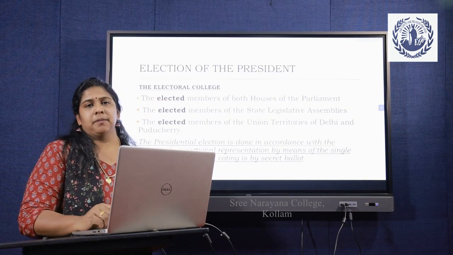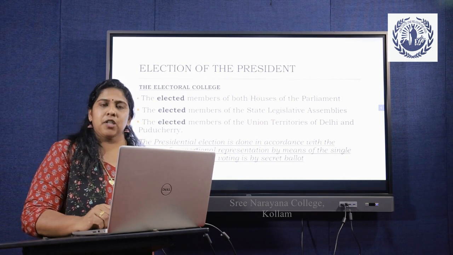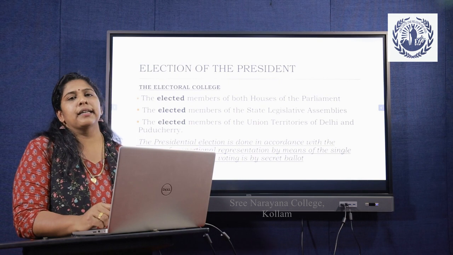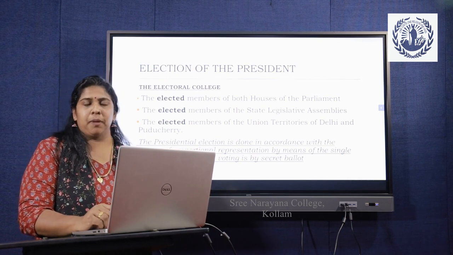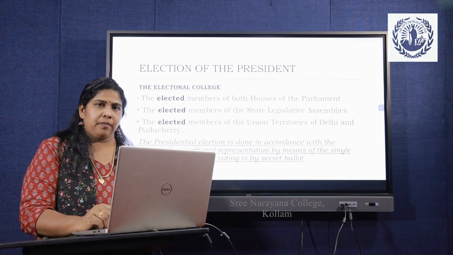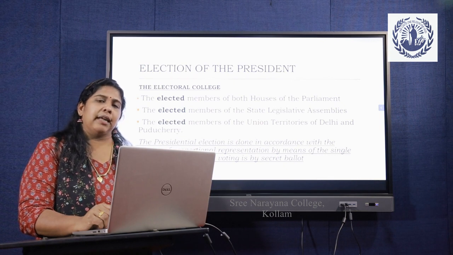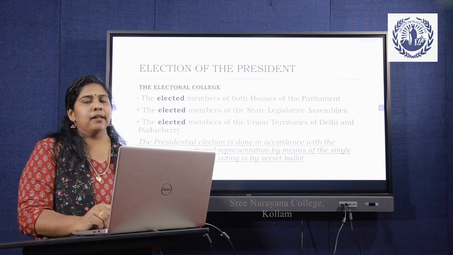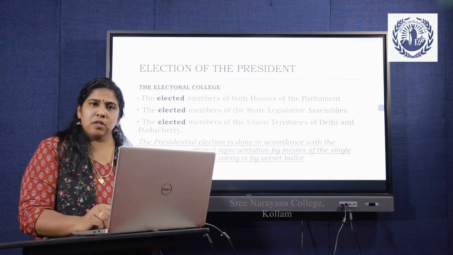Election of the President. Election of the President is conducted through an indirect method. That is, he is not elected like the Prime Minister of India. He is not directly elected by the people of India, but he is indirectly elected through an electoral college. You may have heard about the electoral college that works in India for the election of the President, and the electoral college consists of the elected members of both houses of the parliament.